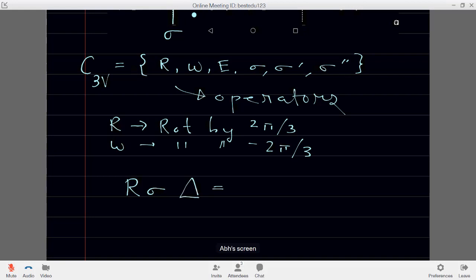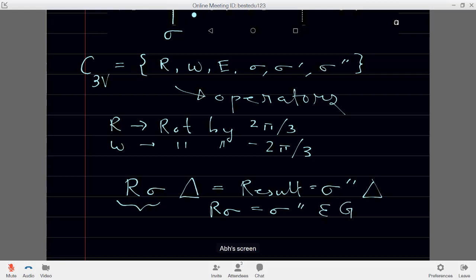Whatever result you get, the same result can be reproduced if you apply sigma double prime on the equilateral triangle. That means R sigma. So what is the group operation here? The group operation is multiplication, because I'm multiplying the two operators and then making them act on the equilateral triangle. If I multiply R and sigma, I get an element sigma double prime which belongs to the group G. So I think the closure property is satisfied.